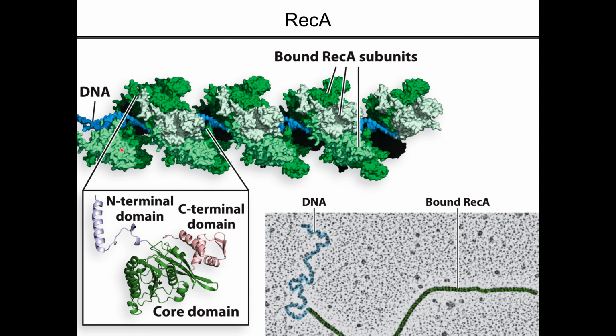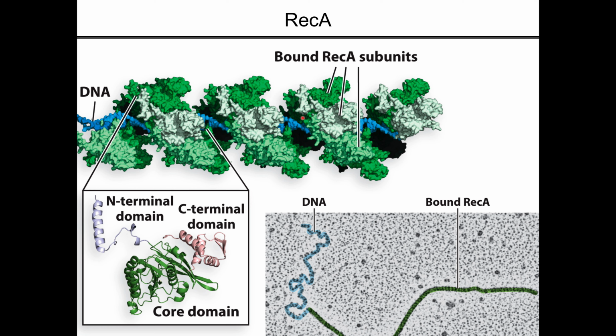So as you can see up here, the RecA molecule oligomerizes onto the single-stranded DNA, shown here in blue. And with different intensities of green, you can see different molecules of RecA. The N-terminal domain of one RecA molecule interacts with the C-terminal domain of another molecule, and in this way it wraps around the single-stranded DNA, forming a helical filament. Now this serves two purposes.